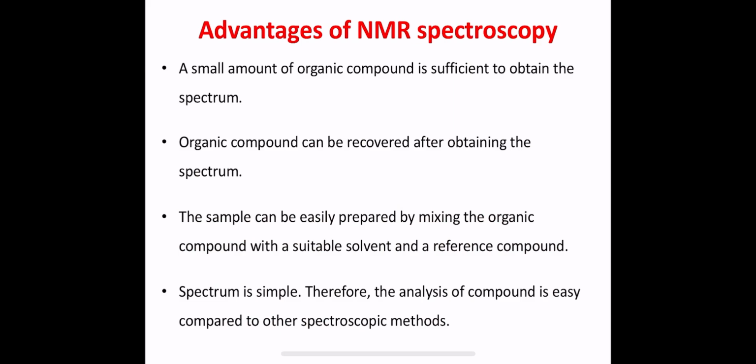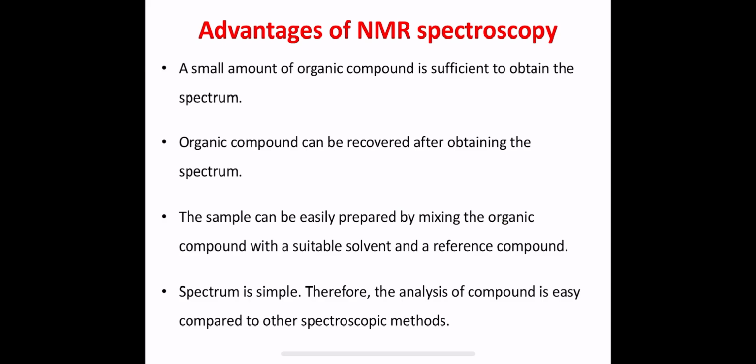The very first advantage is that a small amount of organic compound is sufficient. We need not synthesize it in grams or kgs, very small, that too in mg, a milligram of a compound is more than enough to get a spectrum. And the next advantage is the organic compound can be recovered after obtaining the spectrum, and the third one is the sample can be easily prepared by mixing the organic compound with a suitable solvent and a reference compound. And the next advantage is the spectrum is simple, therefore the analysis of the compound is easy compared to other spectroscopic methods.